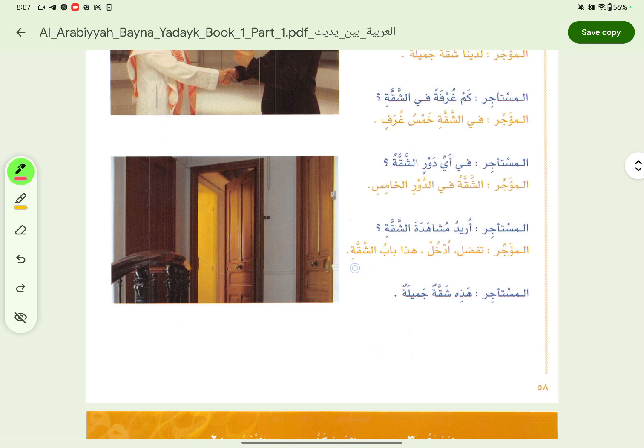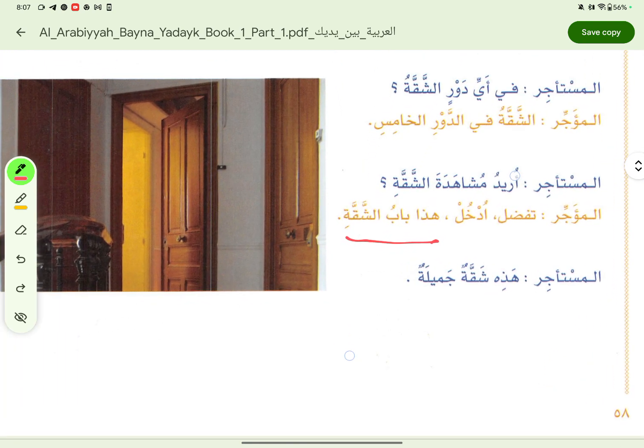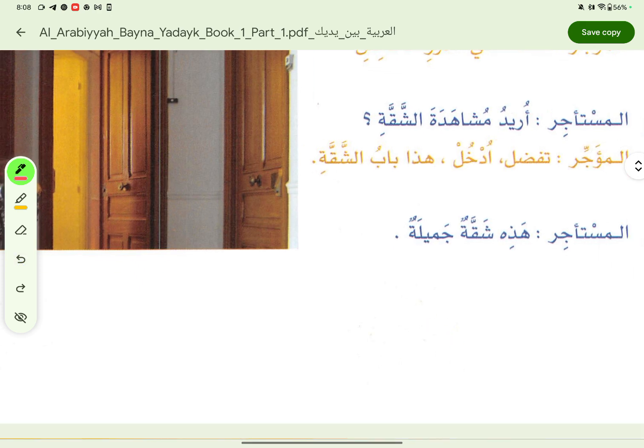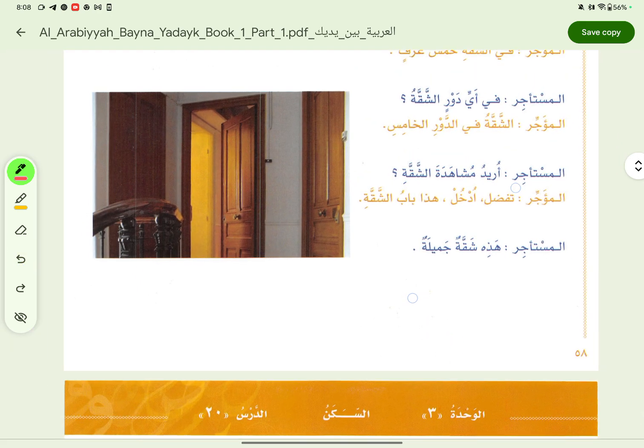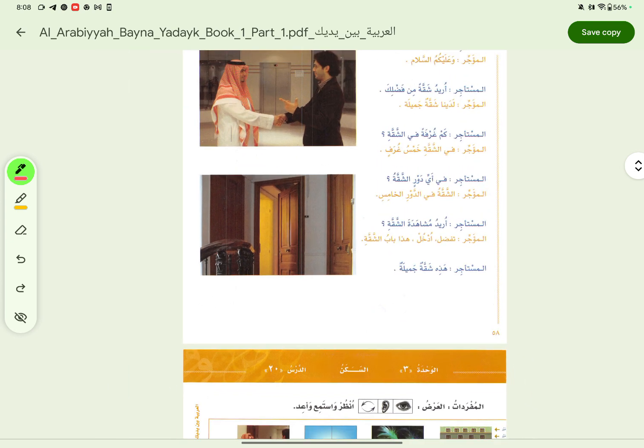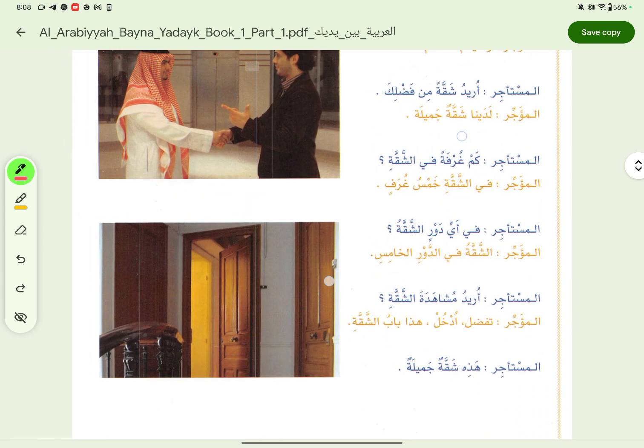So they said in the audio هذه هي الشقة, but here it has هذا باب الشقة. So that's just a little mistake on their part, but don't worry too much about that. هذا باب الشقة. So that's that.